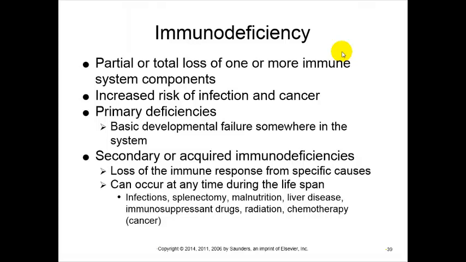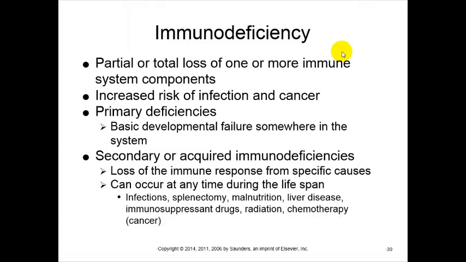Primary deficiencies are basic developmental failure somewhere in the system. So there's some part of the system, either as it's maturing or after it's mature, that is kind of destroyed. Maybe some kind of cancer was produced, and they're no longer able to make those T cells because that cell became cancerous. Then we have secondary or acquired immunodeficiencies.